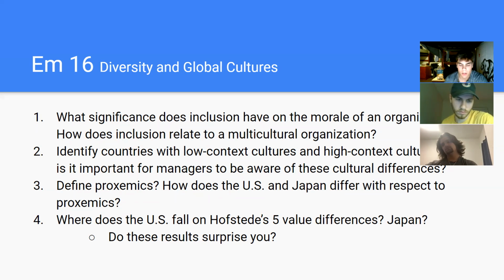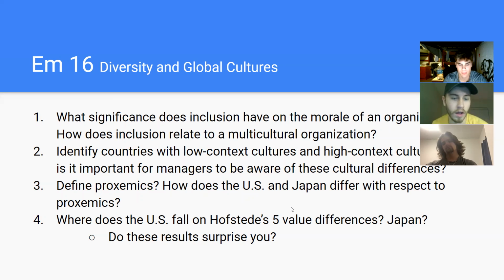An example of a low context culture includes Germany, Norway, Denmark, Sweden, Finland, Canada, and the United States. And it's important for managers to be aware of these cultural differences because different countries have different cultures and different ways to be managed. So you can't manage the same culture if they are used to different things, I guess, socially.